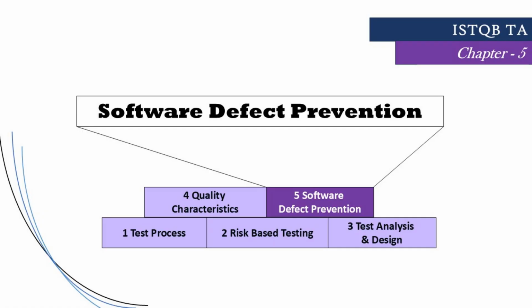We are done with the final chapter, that is chapter 5, Software Defect Prevention, and have covered all the topics related to it. And today we shall be looking at some of the sample questions from this particular chapter, trying to get some insights about what can be expected in the examination from software defect prevention.